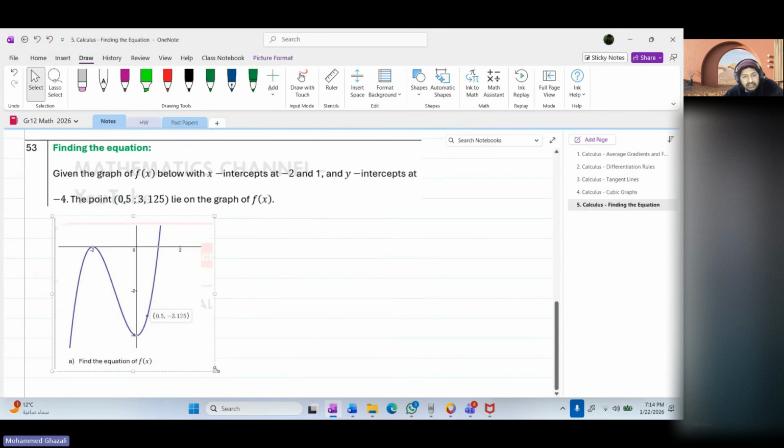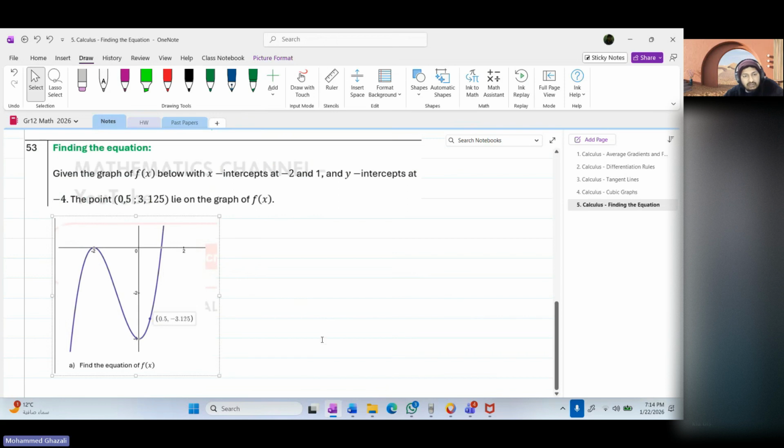Right, so see what the question says. Find the equation of f of x, given the graph of f of x, all right? Okay, so we are given the graph of f of x with x-intercepts -2 and 1. And the y-intercept is -4. Right, the points (1/2, -3.125) and (3, 125) lie on the graph of f of x. So lots of information given.